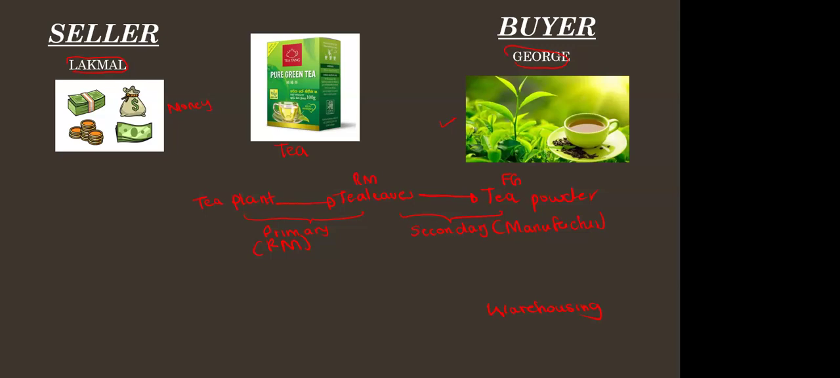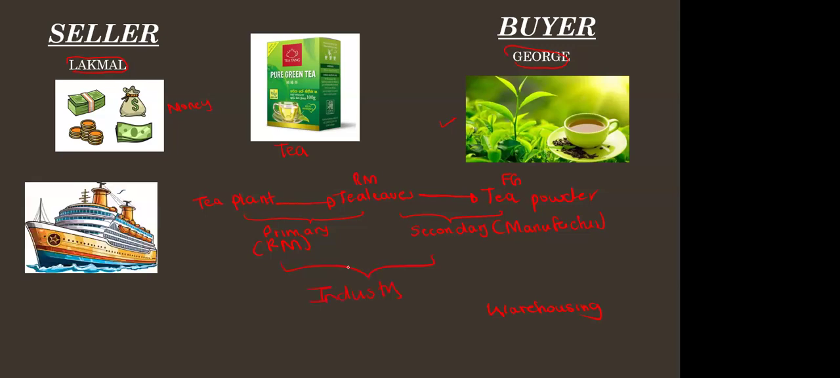In other words, secondary means manufacturing. You converted input, which is your tea leaves, into output, which is tea powder. So that is what primary and secondary mean. Remember this complete setup. This complete setup we say is industry.